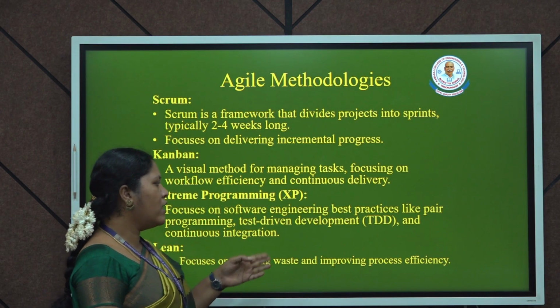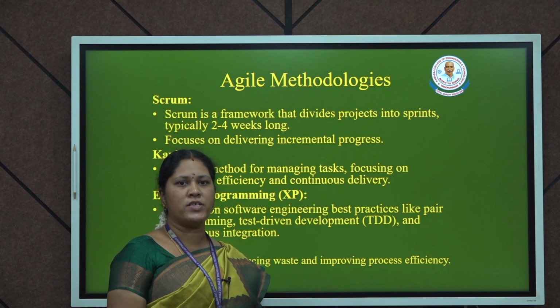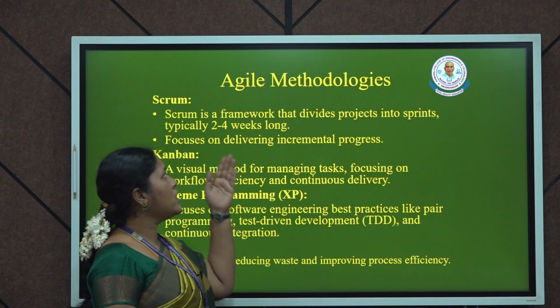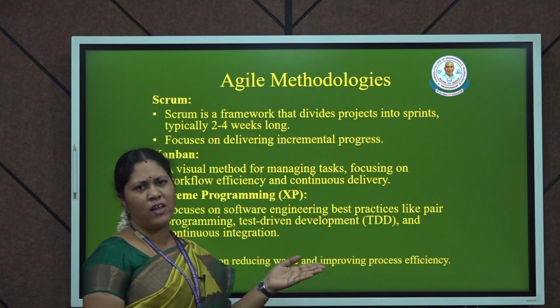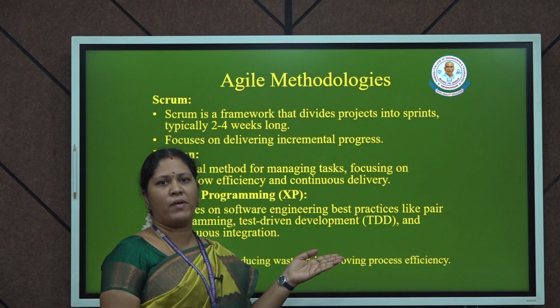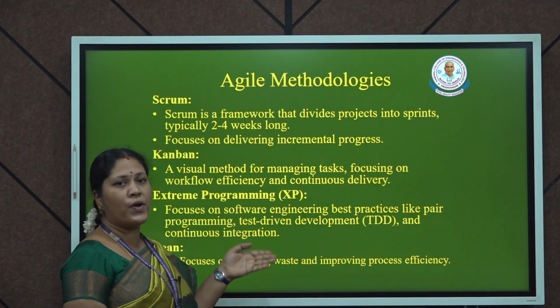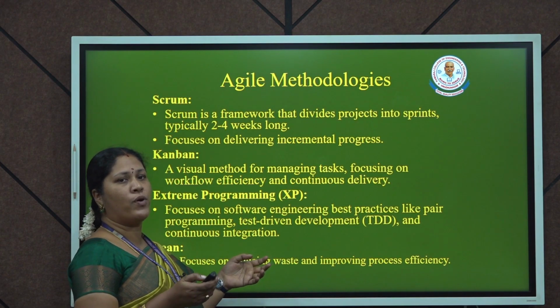And finally, Lean focuses on reducing waste, and it is going to improve process efficiency. So these are the methodologies of Agile. These are the most important methodologies of Agile. The first one is Scrum, then Kanban, extreme programming and Lean. These are the very important ones.